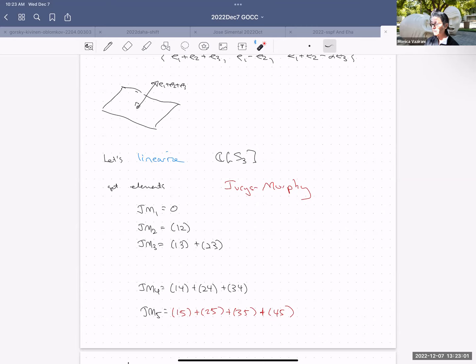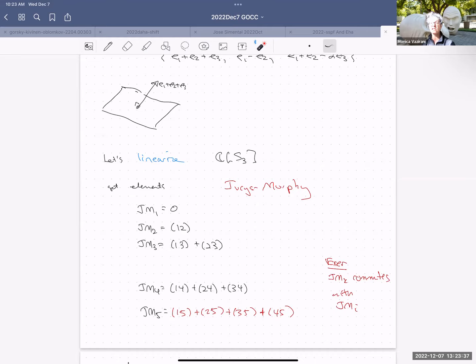You know, the slickest proof that these guys commute. Okay. So they commute with each other. The other interesting thing that happens is, if you give me a vector space that Sn acts upon, and then I look at how these Jucys-Murphy elements act on it, I can always find a basis that makes them all diagonal.